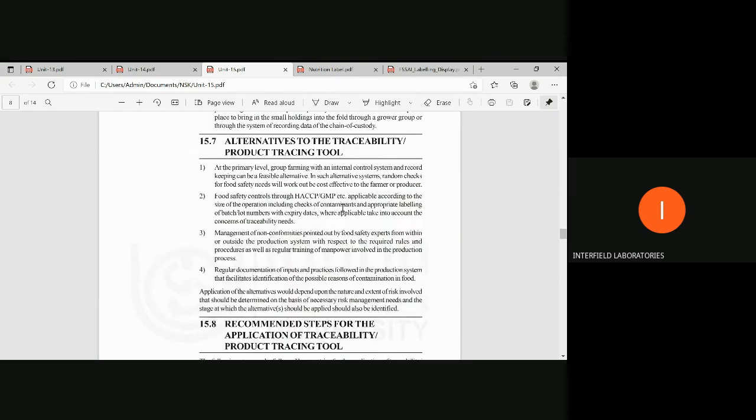Some of the alternatives to traceability are, at the primary level, group farming with an internal control system and record keeping, which can be a feasible alternative to a traceability system. Food safety controls through HACCP, GMP, etc., including checks of contaminants and appropriate labeling of batch or lot numbers with expiry dates, can take into account the concerns of traceability needs. The management of non-conformities pointed out by food safety experts should be done, as well as regular training of manpower involved in the production process. This can act as an alternative tool. Regular documentation of inputs and practices followed in the production system facilitates the identification of possible reasons of contamination in food.